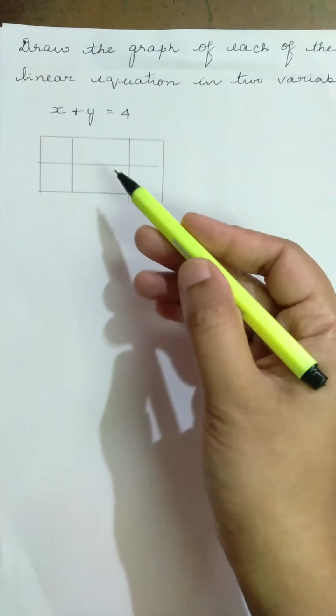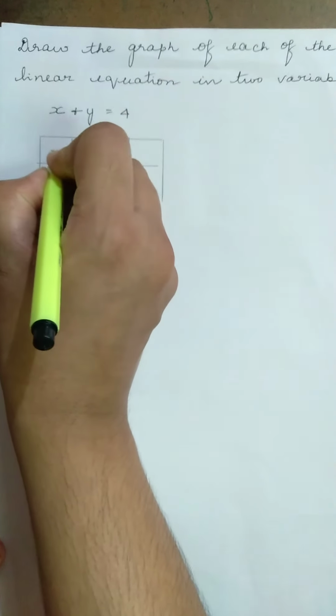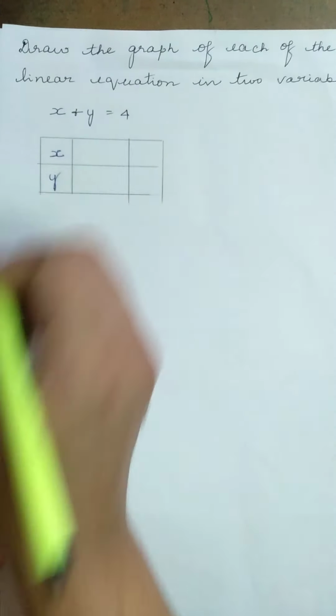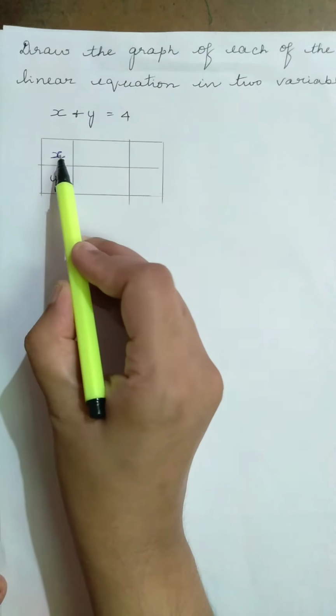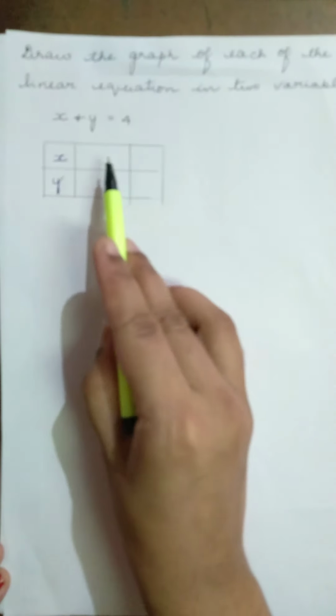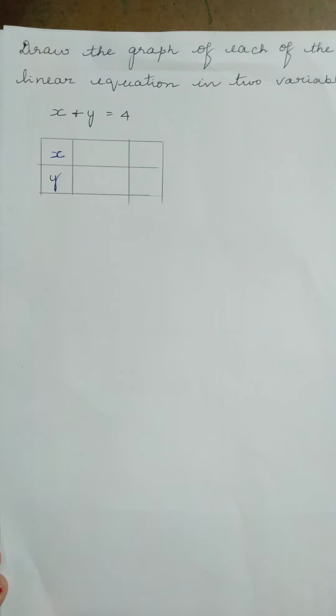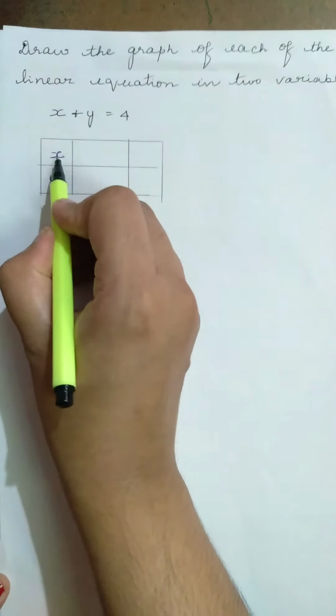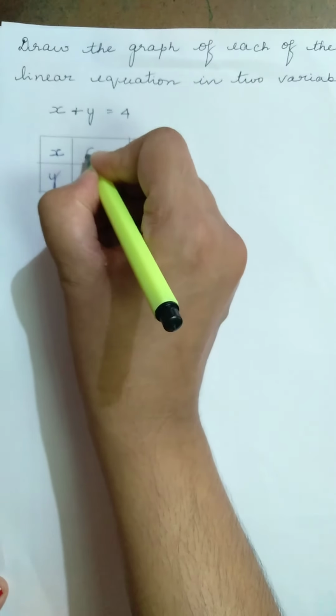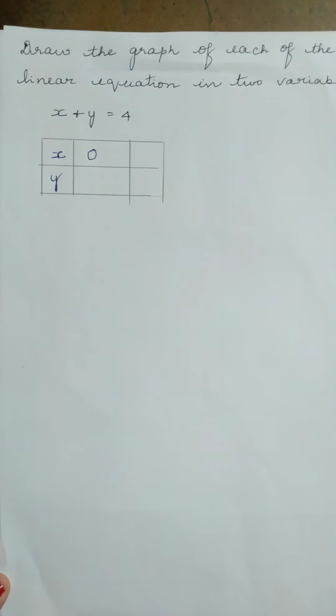This is a table in which we can write x and y. Now, we have to put the values for x. Here, I have considered only the 2 values. But to plot a graph, we can take more than 2 values. Now, let me take first for x. Let us put x equal to 0.